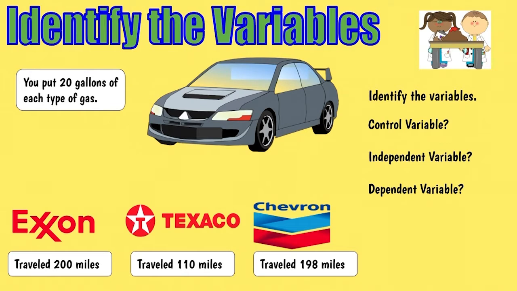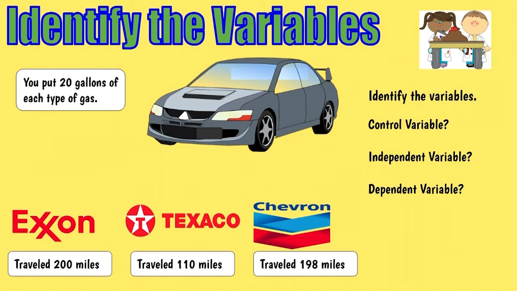It's my graduation. My dad just bought me a car, and I want to know how far I can go with that car. I want to know which gas station or which label of gas company is going to give me the best mileage or let me go the farthest with my car. All right, so I have Exxon. I put 20 gallons of gas of each type in the car. And with the Exxon gas, I was able to travel 200 miles. With the Texaco gas, I was able to travel 110 miles. I didn't go very far, right? That was just down the road. And then with my Chevron gas, I was able to go 198 miles.